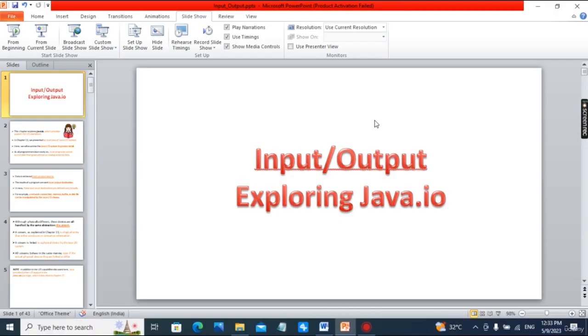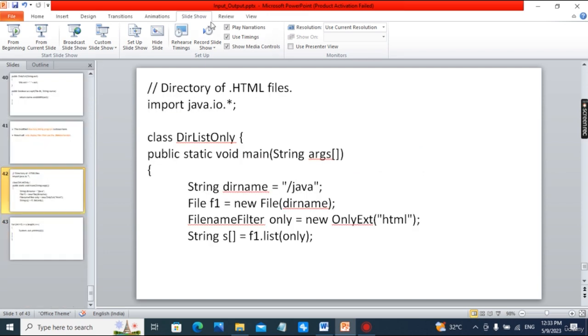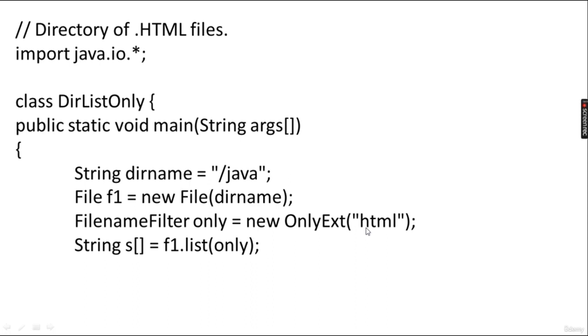Okay. So in this particular program that we have seen now, if you are specifying any particular extension, I gave here HTML, you can give here PDF, you can give anything. So this is at runtime. This program's output depends upon your system. In your /Java directory, whatever HTML files are there will be listed out. You can try it on anything.